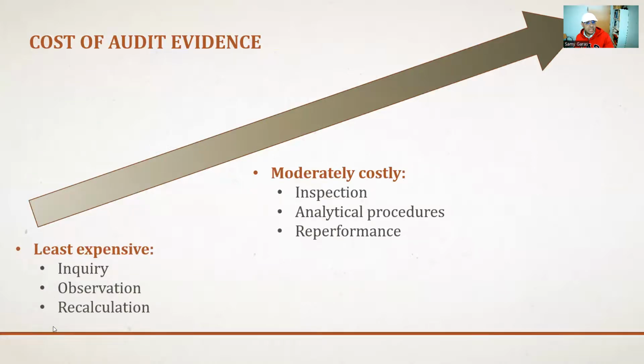The moderate items are inspection, because here we have to take all the documents, so we have more labor time. Analytical procedures, when we get all the information, build up our model on Excel or any other software to try to analyze this year with other prior years. So it takes time and cost. Reperformance, where we recalculate all the information that has been mentioned, takes more labor hours.